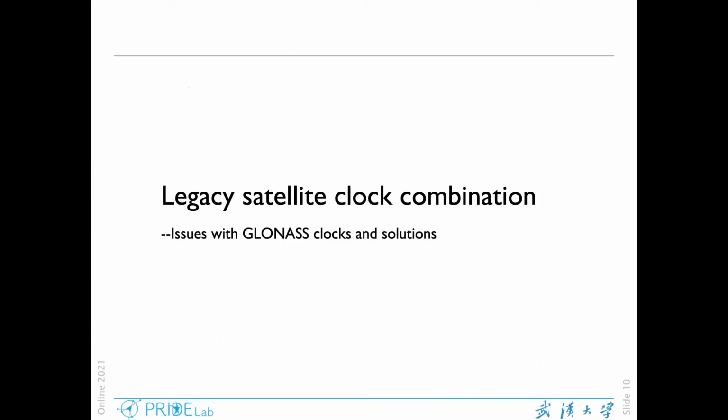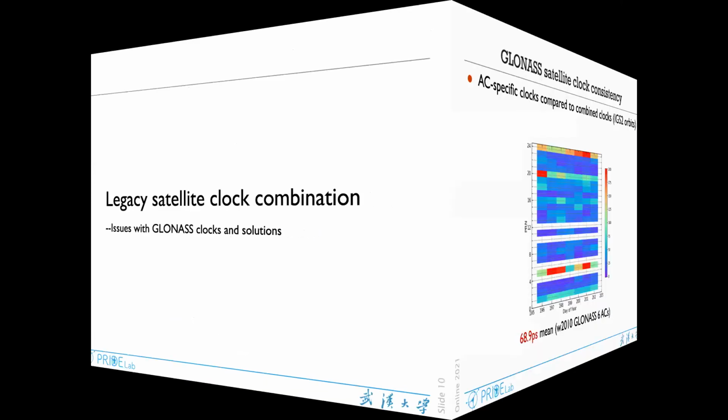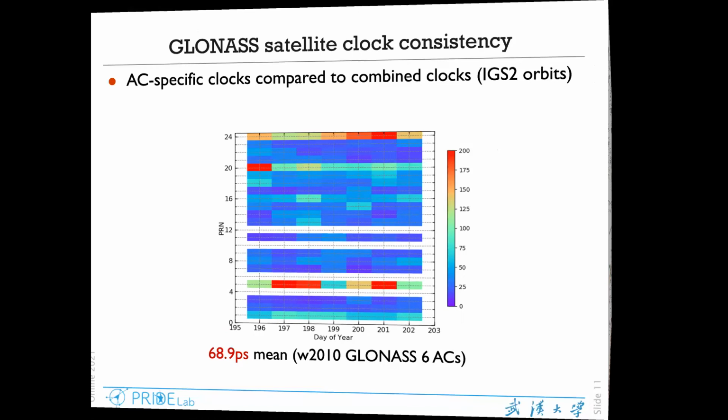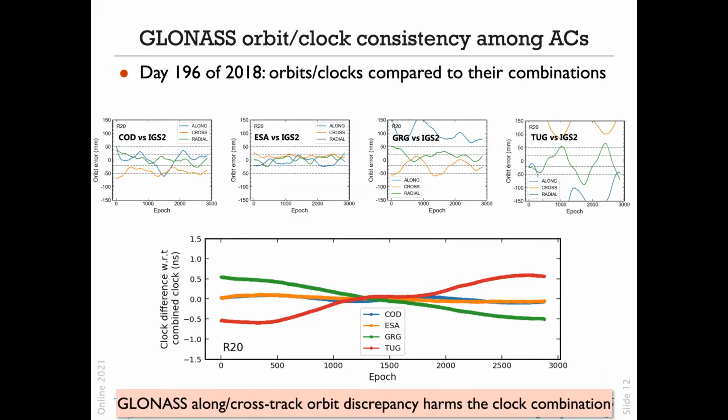Then we come to the Lexicographic clock combination for Glonass clocks. Here, the Glonass is very special, and we see here the clock consistency among the 6 ACs is not so good. Its mean clock consistency is about 70 picoseconds, which is quite large, especially for a few satellites which are denoted as red bars. Here we can see 3 satellites which can harm the clock consistency among the ACs. So then we come here to make some explanation on that result.